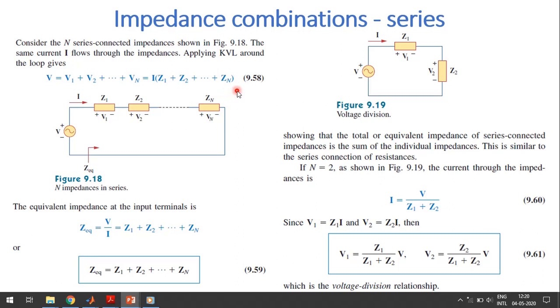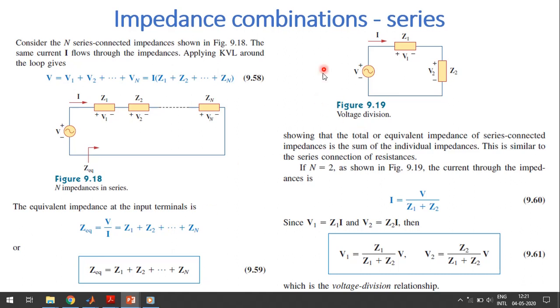Now the equivalent impedance seen from this input terminal, that is, what is the equivalent impedance at this point, Z equivalent is V by I, total voltage by total current. So the total voltage is I into Z1 plus Z2 plus Zn, divided by I again. So this will be equal to Z1 plus Z2 etc. up to Zn. That is, when n impedances are connected in series, the total impedance is equal to the sum of individual impedances. This is similar to resistances connected in series.